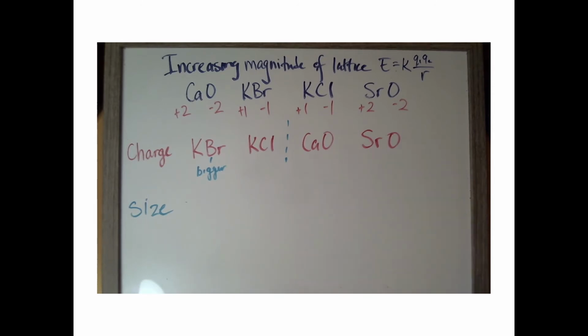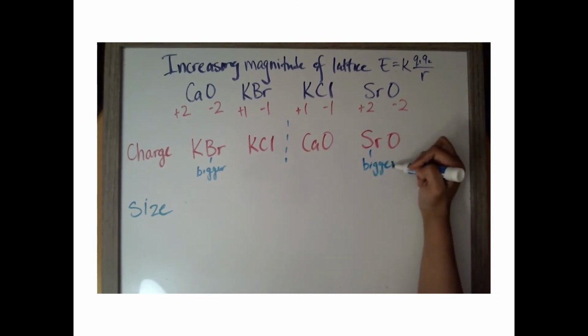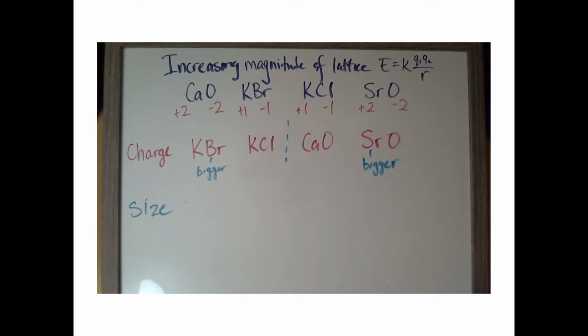Now let's look over to our other pair, CaO and SrO. We don't have to look at oxygen. We're just going to look at calcium and strontium. Find them in the periodic table. They're in the second column. Which one is lower in the column? That'll be Sr. So that means Sr is bigger. All right, so now let's place these in order based on size.